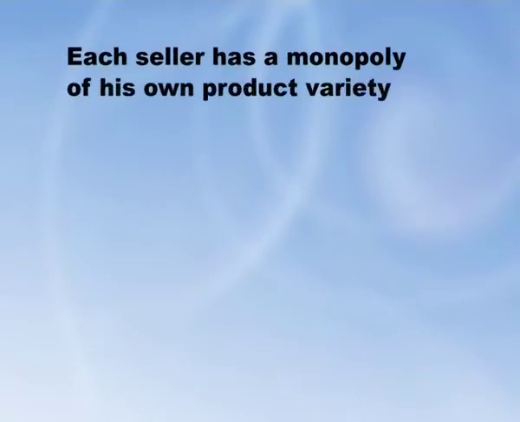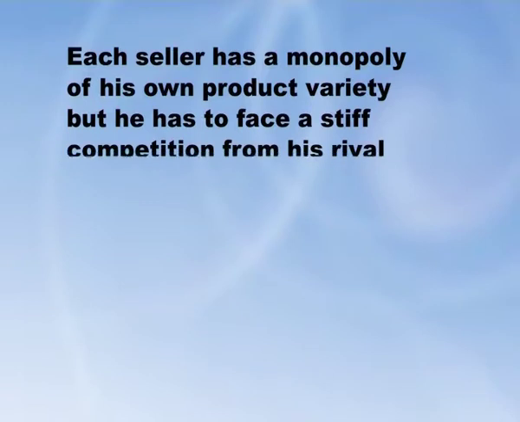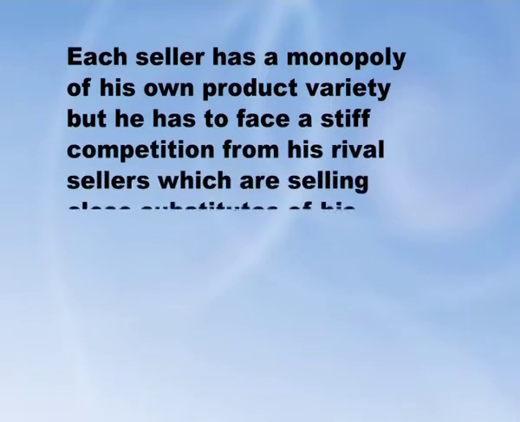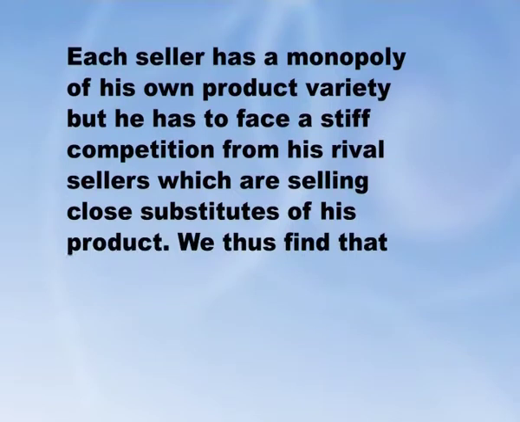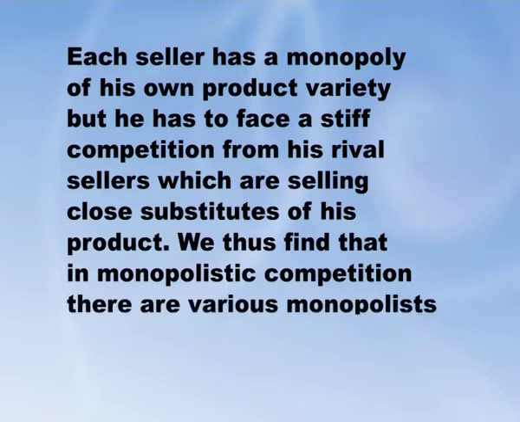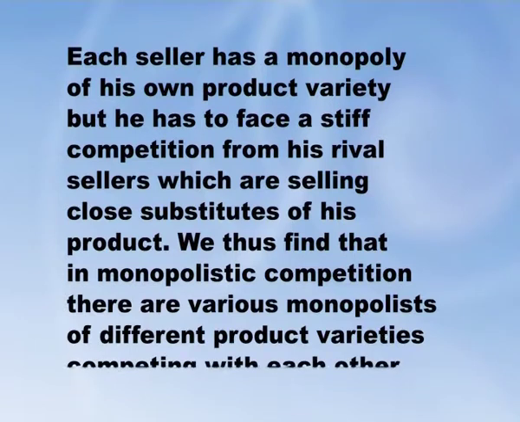It is thus clear from the above that in monopolistic competition, products are not identical as in perfect competition, but neither are they remote substitutes as in monopoly. The products of various sellers under monopolistic competition are fairly similar but not the same and serve as close substitutes of each other. Each seller has a monopoly of his own product variety, but he has to face stiff competition from his rival sellers, who are selling close substitutes of his product. We thus find that in monopolistic competition, there are various monopolists of different product varieties competing with each other.